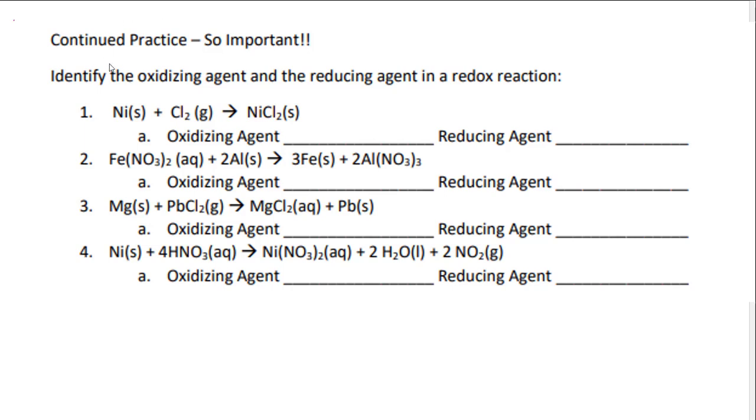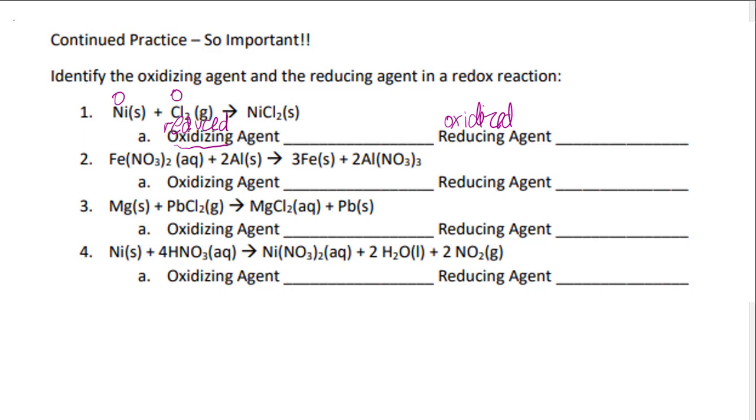Let's do some practice here, identifying the oxidizing agent and the reducing agent in these redox reactions. Remember that the oxidizing agent is the one that's being reduced. And the reducing agent is the one that is being oxidized. So let's look and see which one is which. I have nickel plus chlorine to give me nickel chloride. So this is a combination reaction. Again, we know that combination is a redox reaction. Nickel and chlorine, in their elemental form and molecular form found in nature, are 0.